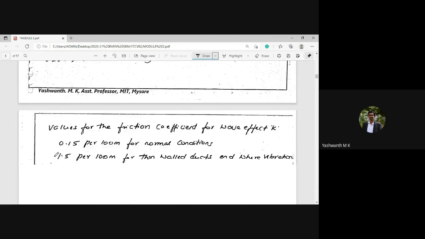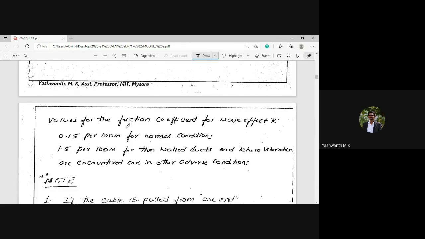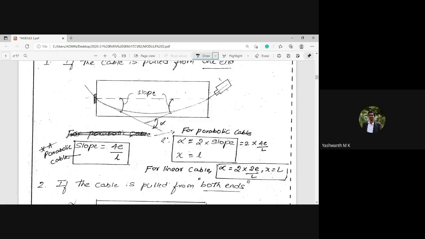Is it clear? And once again, the coefficient for wave effect, that is K, is 0.15 meter per 100 meter for normal condition, and 1.5 per 100 meter for thin wall ducts and where vibrations are encountered. That means the wave effect will be more in the case of thin wall ducts and vibrations. For normal condition, the wave effect will be just 0.15. Is it clear? Fine. Let me go ahead.